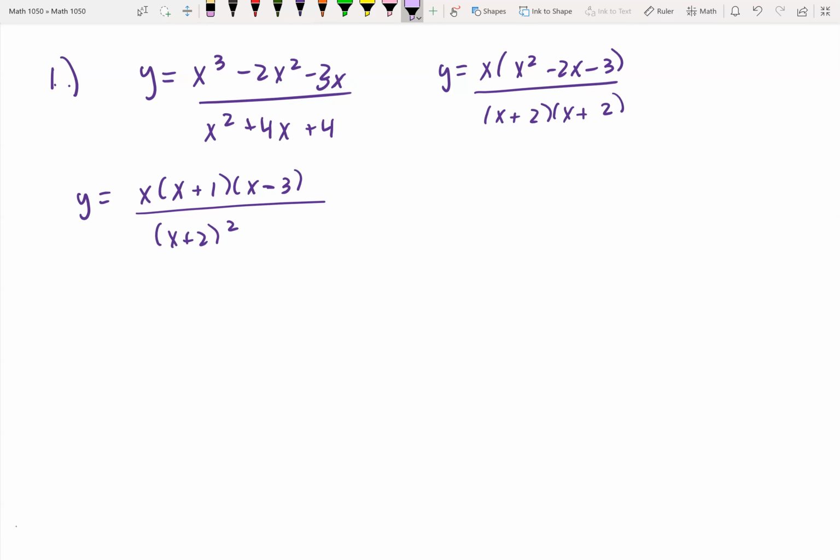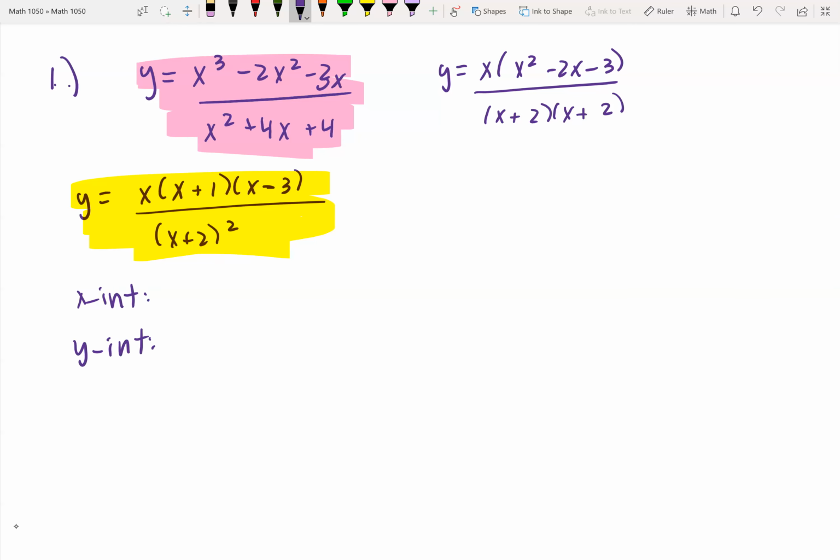When you do this, you have to remember the list of things to find: x-intercept, y-intercept, vertical asymptote, non-vertical asymptote, and does it cross? So x-intercept is an ordered pair.